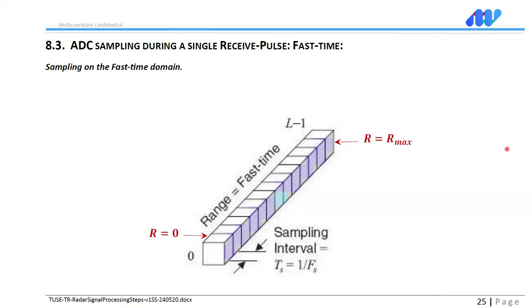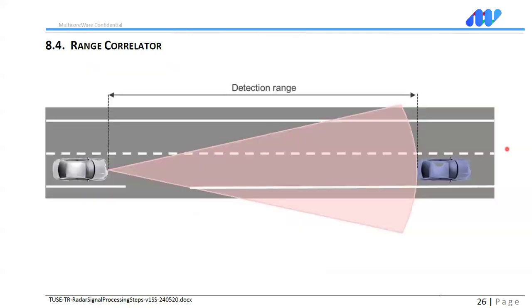But it's not a standard classical radar, so it's not included here. So let's find the delayed versions of the transmitted signal using L fast time samples. That's the next step. And if it's done, we will have the ranges for the targets. And the hardware that does it is called the range correlator.